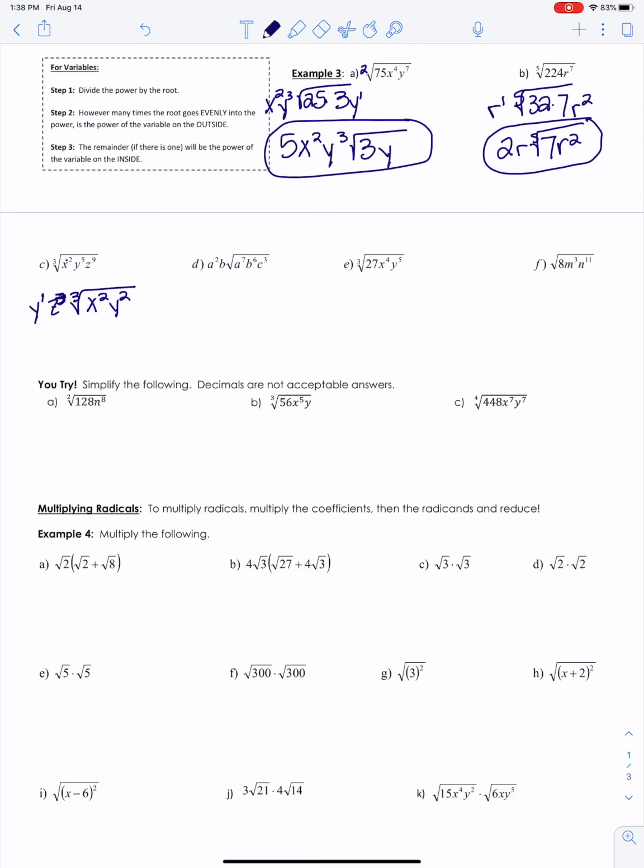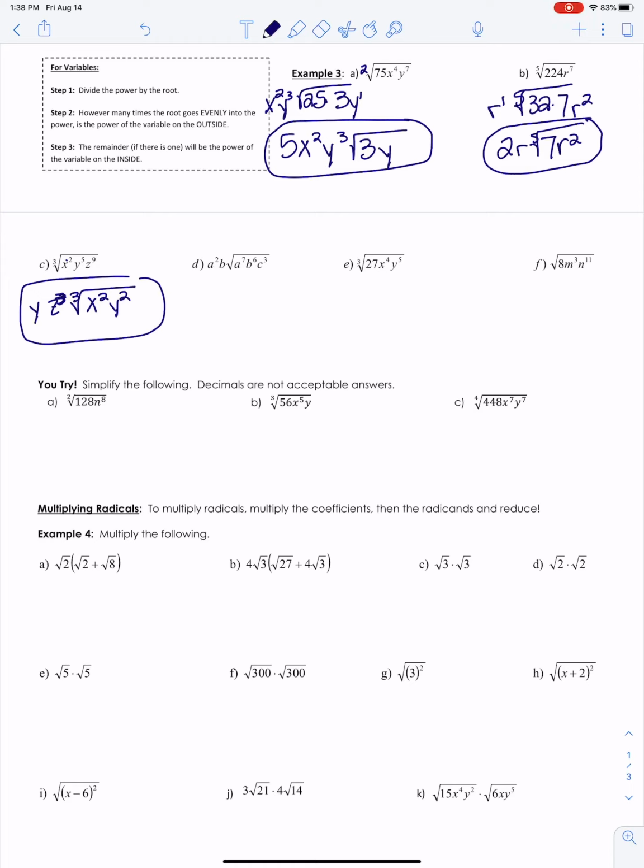3 goes into 9 3 times, and there's nothing left over, so there's no z. Now, we normally don't put that power of 1 there, but I just put it so you could follow what I was saying. But for your final answer, you'll have y, z to the third, times the cube root of x squared, y squared.